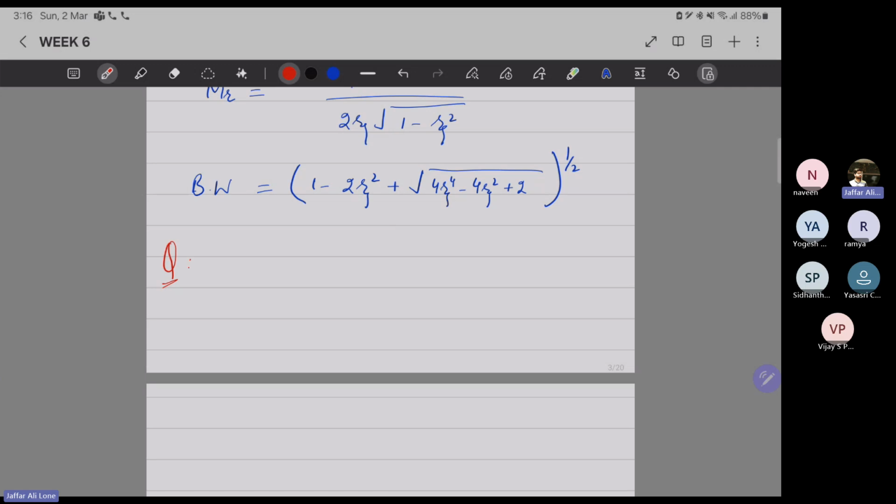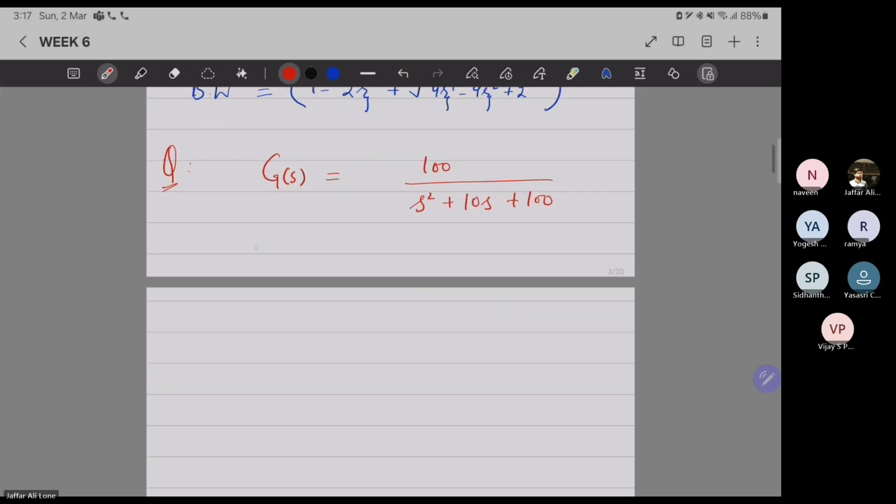For example, the forward path transfer function of a unity feedback system is given as G of S is 100 over S square plus 10S plus 100. And you're asked: the frequency response of the system will exhibit resonance at what frequency? So you have to find the resonance frequency. First, you check whether resonance will occur or not, and if it occurs, what is the value of the resonant frequency?